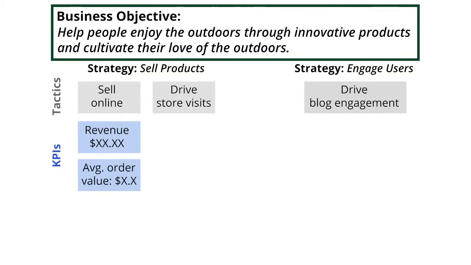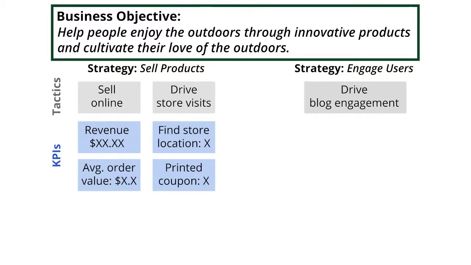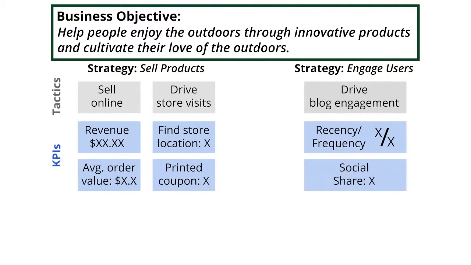For the tactic of driving brick and mortar store visits, we can look at how many times the store locator on our site is used, or how many times users print a coupon for in-store use. To measure user engagement on our blog, we might look at recency and frequency metrics and whether or not users share our brand content on social networks.